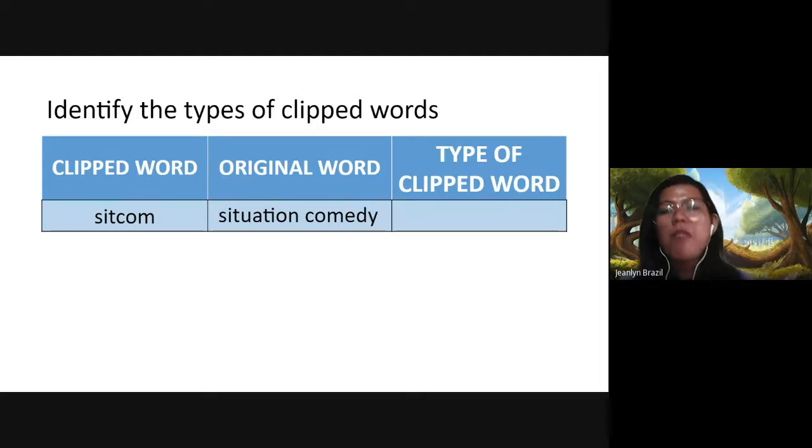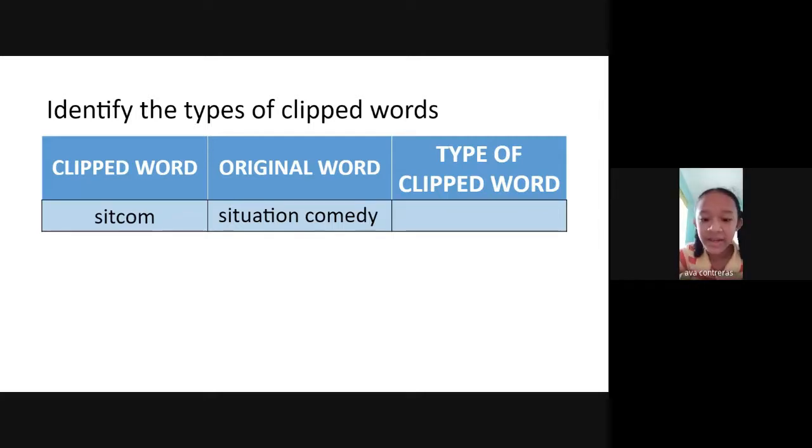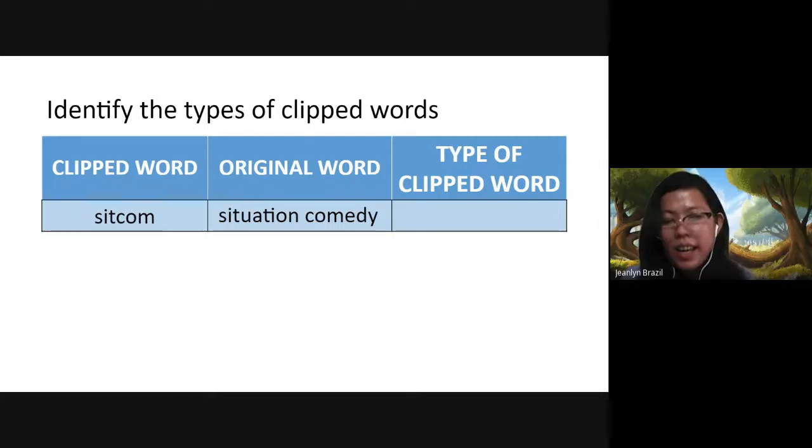So what type of clipped word is this? Who wants to answer? Please raise your hand. Yes, Ava. Complex clipping. Okay, that's correct. The type of clipped word is complex clipping.